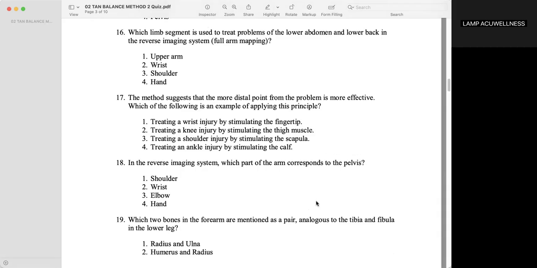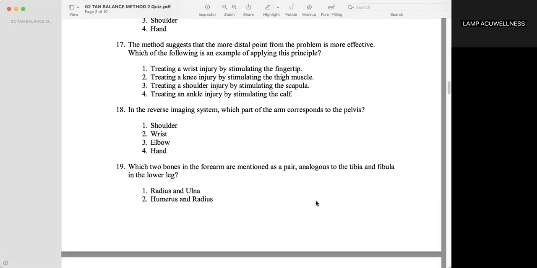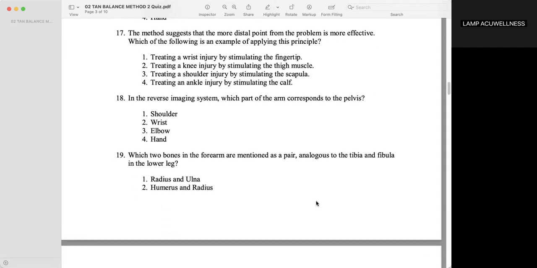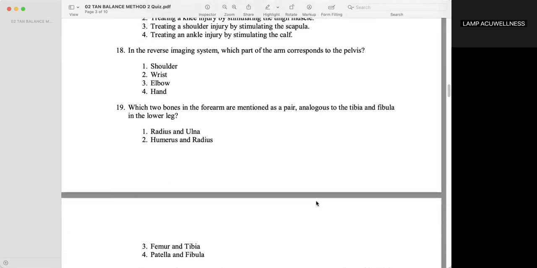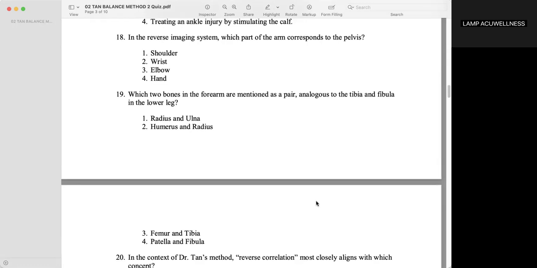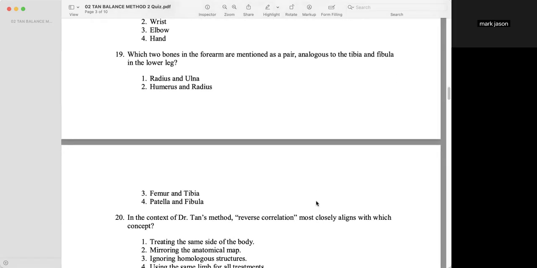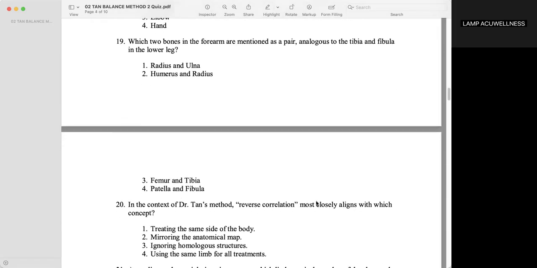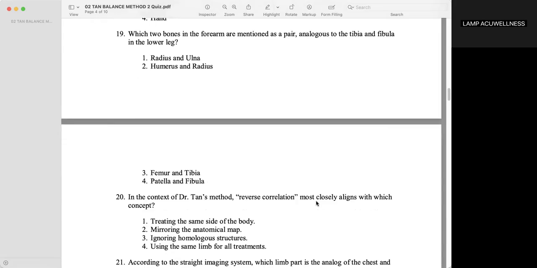Which limb segment is used to treat problems of the lower abdomen and lower back in the reverse imaging system, full arm mapping? Upper arm. The method suggests that the more distal point from the problem is more effective. Which of the following is an example of applying this principle? Treating a wrist injury by stimulating the fingertip. In the reverse imaging system, which part of the arm corresponds to the pelvis? Shoulder. Which two bones in the forearm are mentioned as a pair analogous to the tibia and fibula in the lower leg?